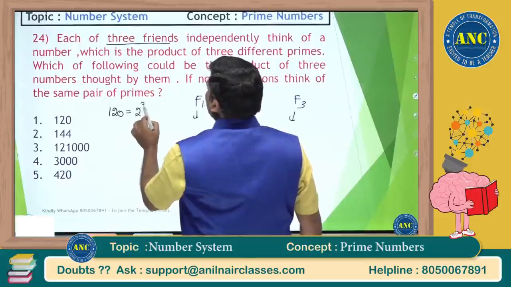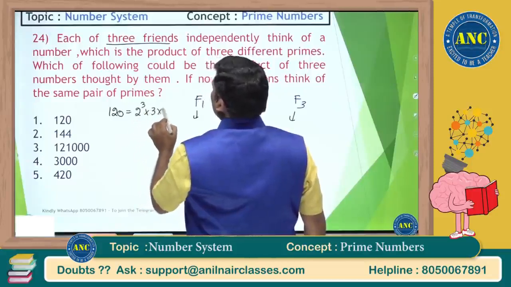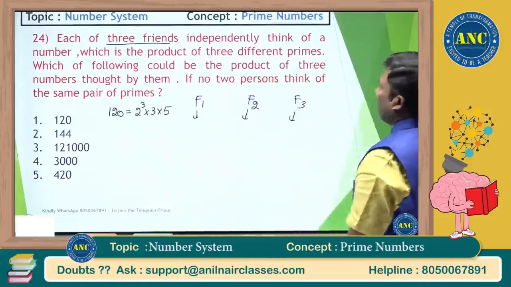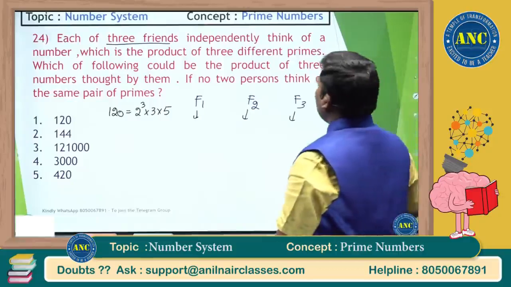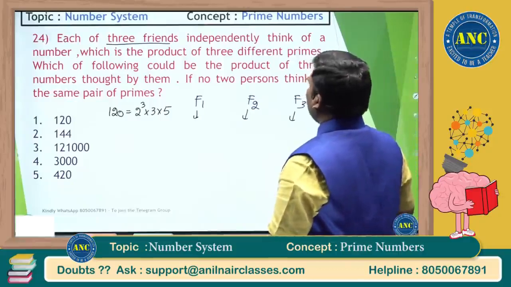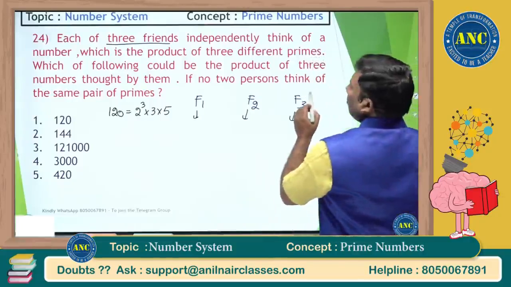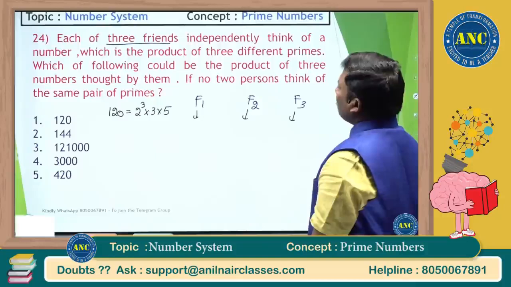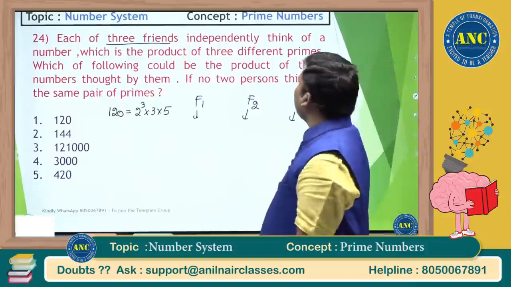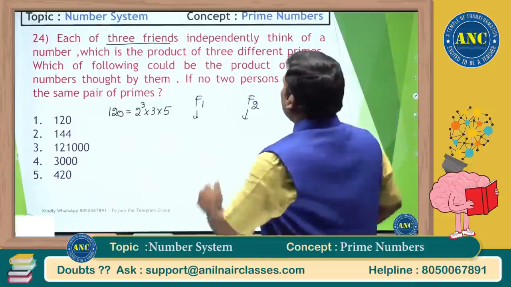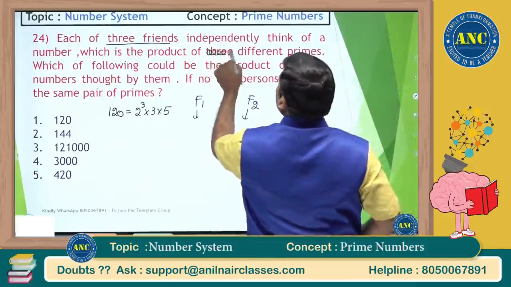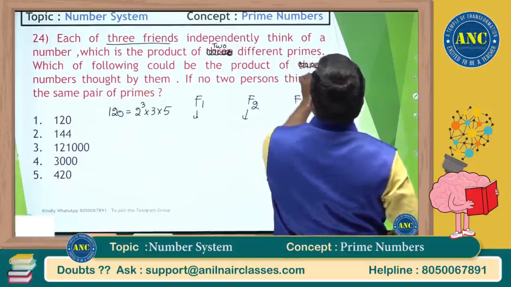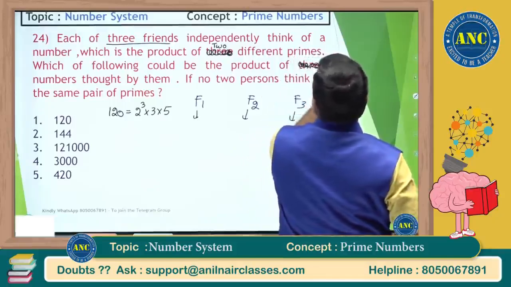120 is 2 cube into 3 into 5. Each of 3 think of a number which is the product of, which of the following could be the product of? 120 is 2 cube into 3 into 5. Now see here. It is 2, I think. 2 different primes. I'll tell you why it should be 2.